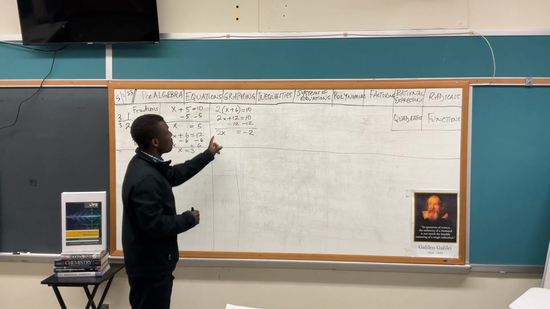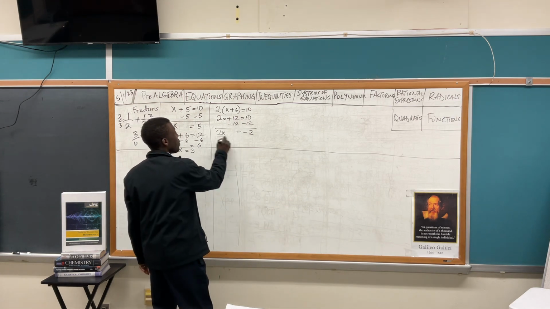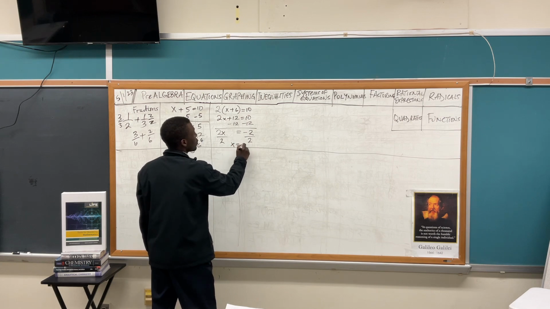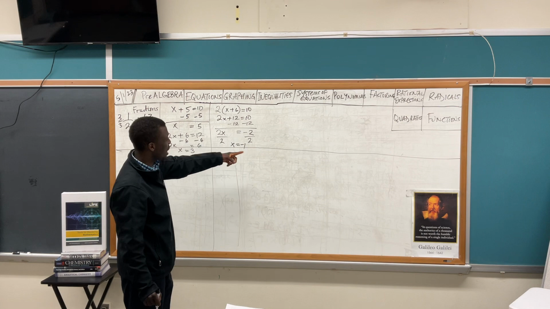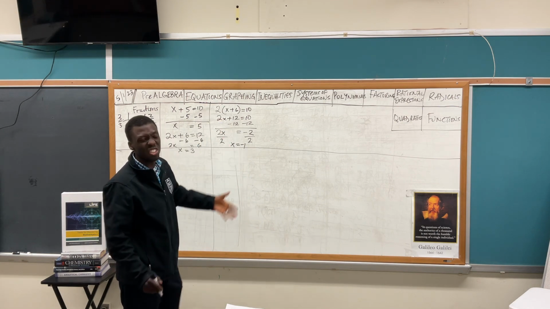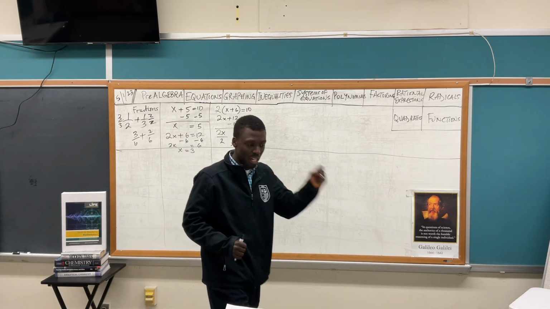So then 2x is equal to negative 2. We divide both sides by 2. We get x is equal to negative 1. So first we distribute that in, then we subtract the 12, then we divide both sides by 2. That's just a general linear equation. Okay, let's move on to the next one.